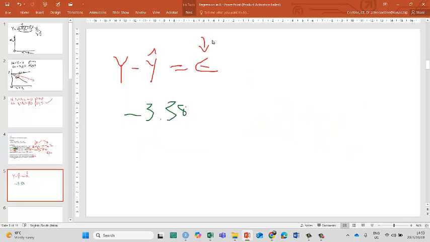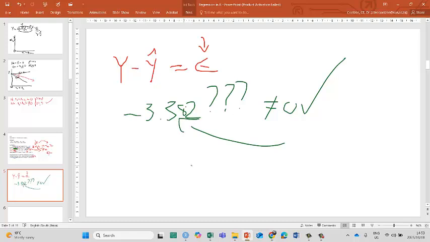Minus 3.382. That's the thing that we now need to figure out. We know it's not 0, so that's done. But what is the actual value of that? Or could the value be problematic? Could this minus 3.382 be problematic? And therefore, we have to look at alternatives. And that's what we're going to look at now.